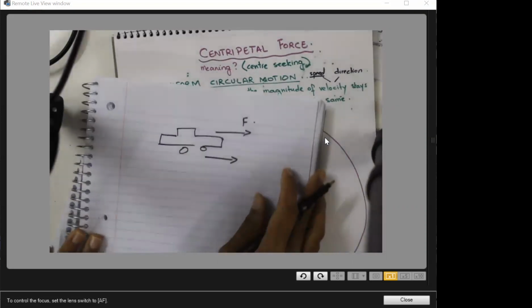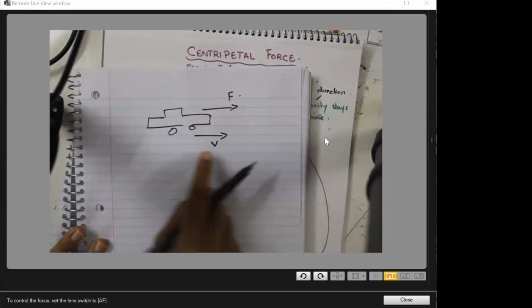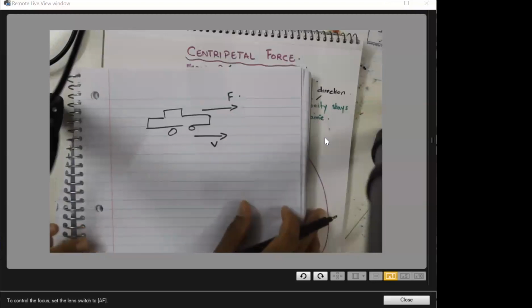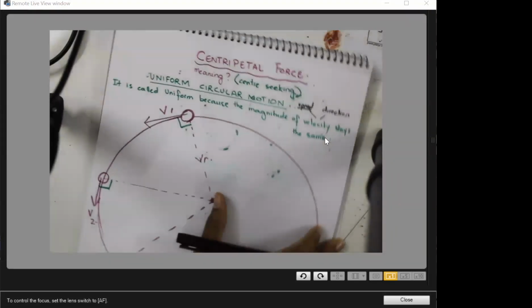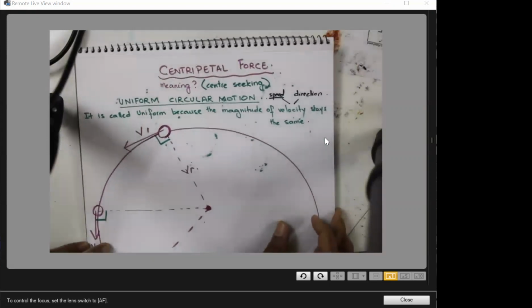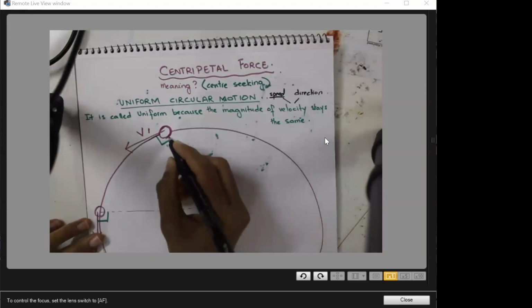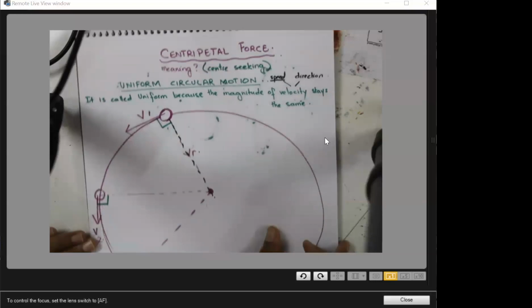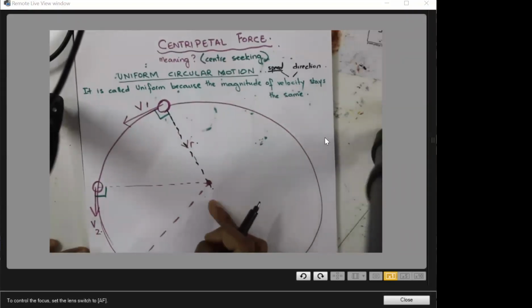Oh, what happened? Sorry. So the car moves in the same direction as the force. This is easy to understand, right? But in circular motion, that's not the case. In circular motion, the force is acting towards the center of the circle. Just assume that this is the center of the circle. Okay, my circle is not perfect. This is not the exact center, but just assume that this is the center of the circle.